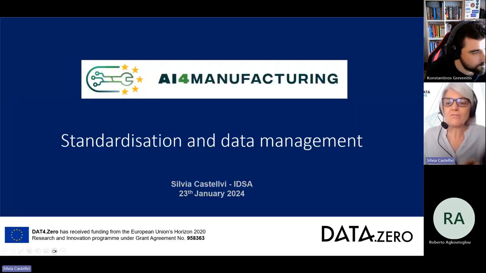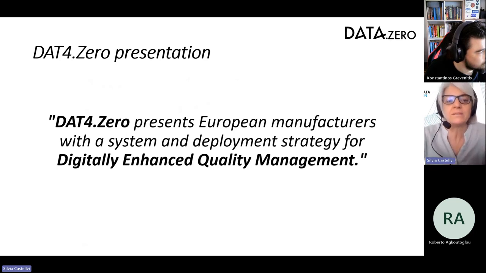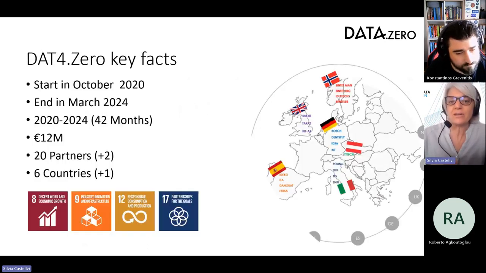First of all, I would like to introduce the project Dat4.Zero. Dat4.Zero presents European manufacturers with a system and deployment strategy for digital enhancement of quality management. The project started in October 2020, and we are at the end because the project finalizes next March. So it has been a 42-month project, and in the consortium we have 20 partners from 6 countries, and you can see in the slides the consortium members and also the countries of the representatives.